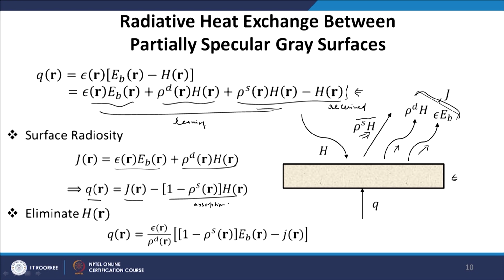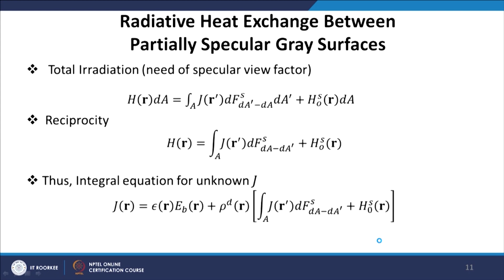So, we can eliminate H, the irradiance, and we can solve for the heat flux just like we did earlier. Eliminating the radiosity between these equations, we can write down the heat flux q as epsilon upon the diffuse reflectance rho d, 1 minus the specular reflectance, times E_b minus J. So, here we have unknowns in the form of flux and radiosity. So, we have to eliminate radiosity also. Now, we need to find out irradiation before we solve for radiosity.